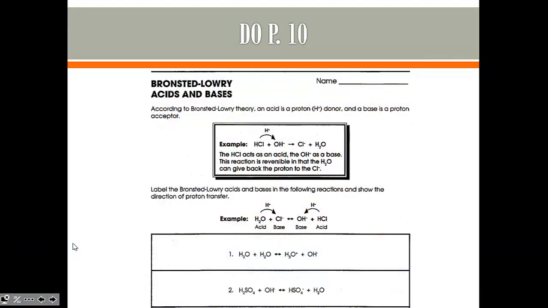You're also able to do page 10 in your packet. When doing page 10, number 1 shows water acting as both an acid and a base. It often helps to distinguish one water to be the water that forms the hydroxide and one water to be the water that forms the hydronium. So why don't we label this first water, water X, the one that becomes the hydronium. And we'll say water Y, the second one, is the one that becomes the hydroxide. So with that in mind, you should be able to finish page 10 in your packet. Please pause the video and do so now.